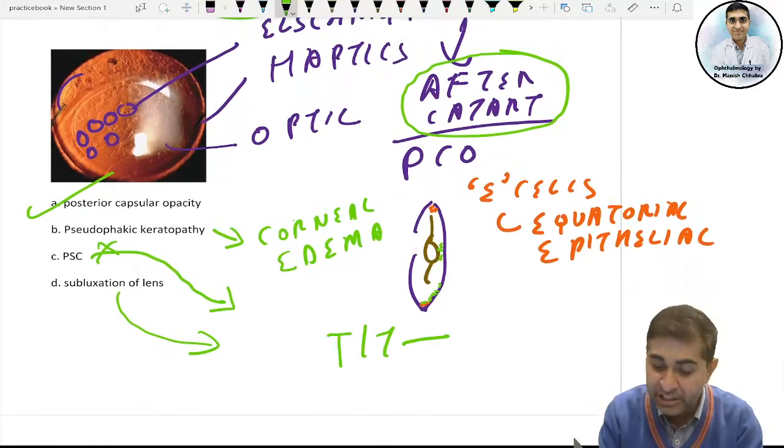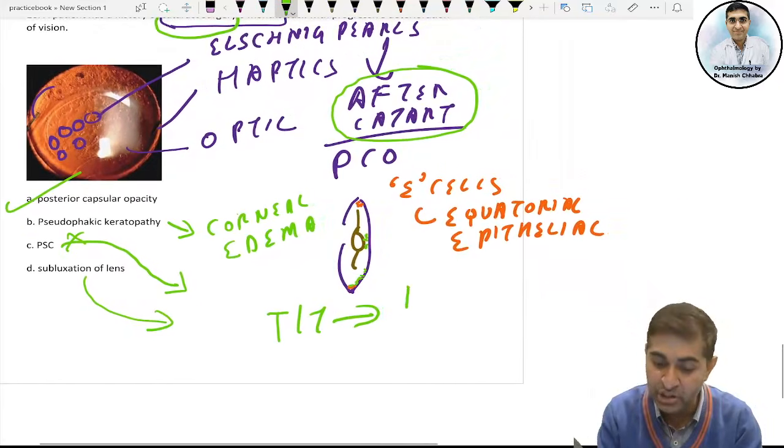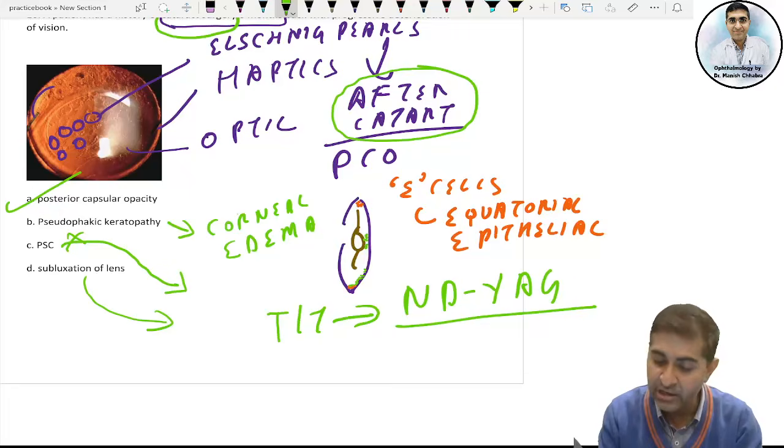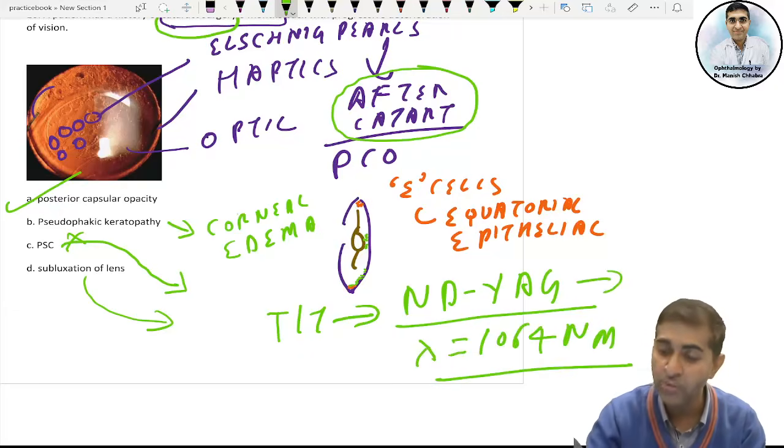What is the treatment of posterior capsular opacity? You take a laser, which is the Nd:YAG laser, and you rupture the posterior capsule. The wavelength of Nd:YAG laser is 1064 nanometer.